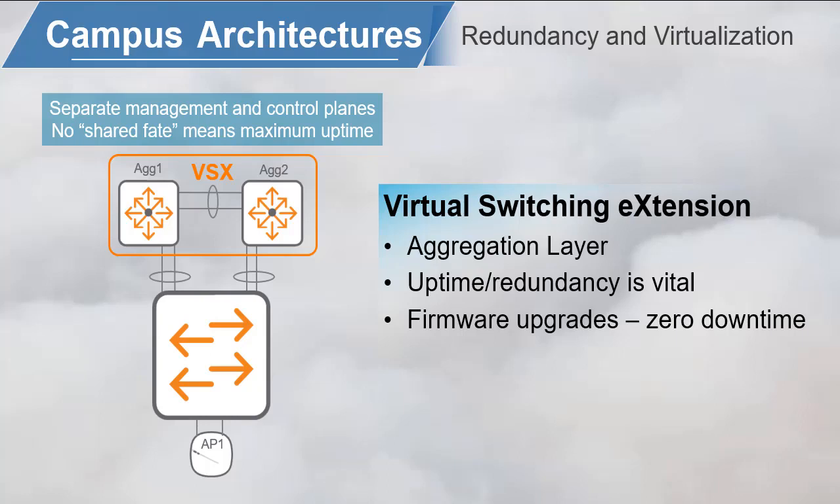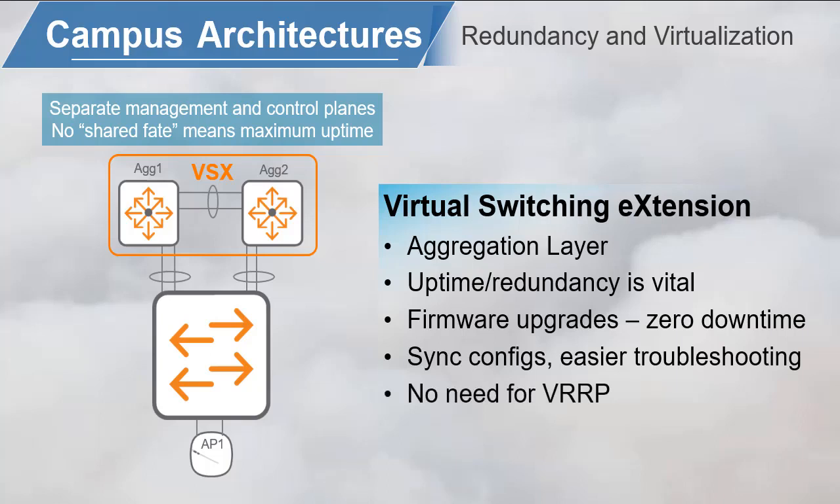And you still get the simplicity benefits of unified management with synchronized configurations and easier troubleshooting. The VSX pair is inherently perceived as a single layer 3 device, so there's no need for VRRP. And we have distributed LAGs between access and distribution, so there's no need for STP. Plus, the higher-end aggregation devices like Aruba 6400 and Aruba 8400 series switches support in-chassis redundancy features as well.